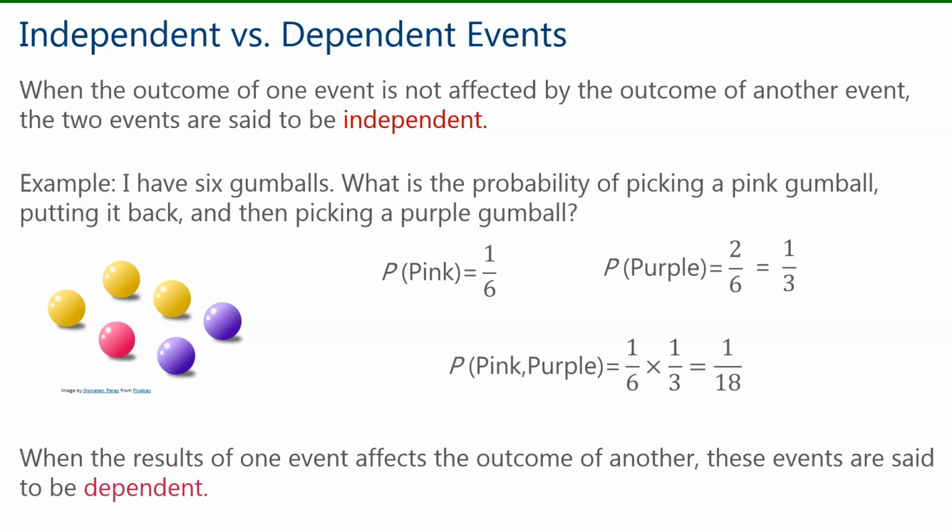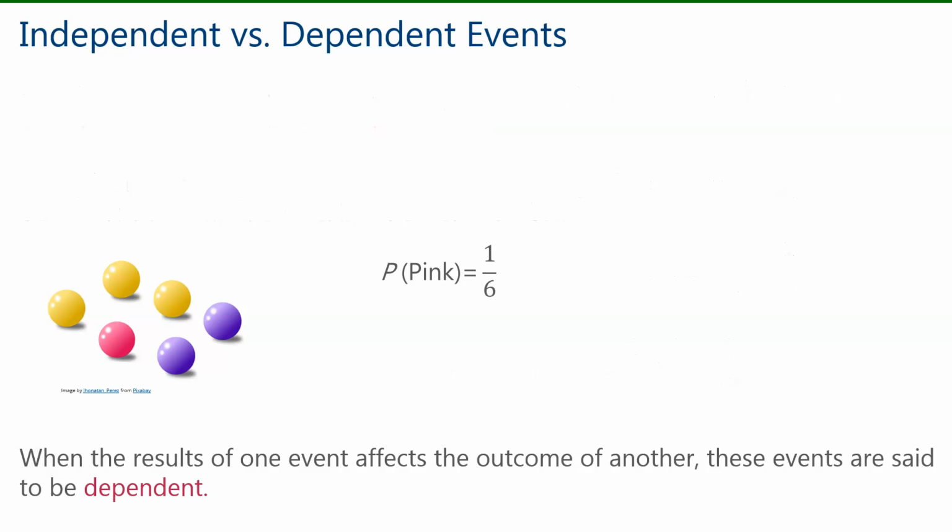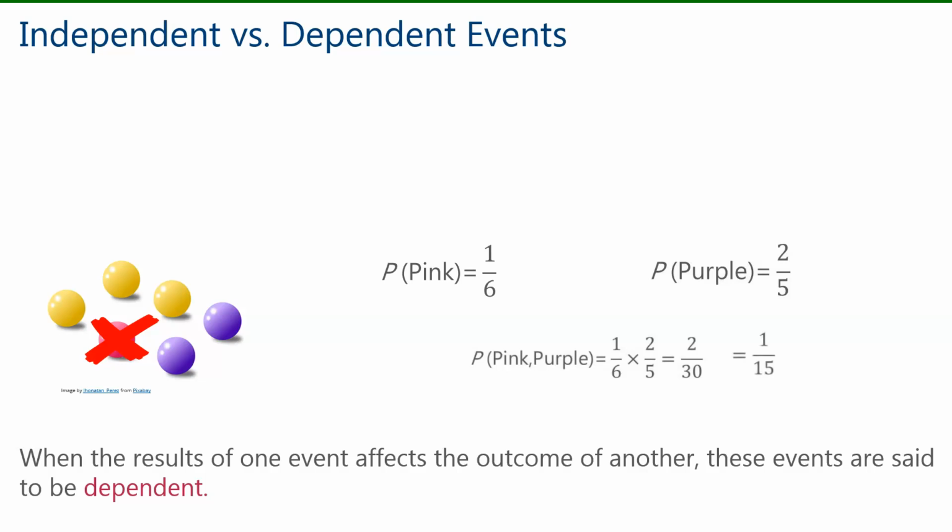However, when the results of one event affect the outcome of another event, these events are said to be dependent. Let's think about that for a second. How do you think the probability would change if a pink gumball was selected and eaten, and then a purple gumball was selected? Well, the probability of picking a pink gumball would still be 1 over 6, but because we eat that gumball, the probability of picking a purple gumball then becomes 2 over 5. So 1 over 6 times 2 over 5 becomes 2 over 30, which then reduces to 1 over 15. So we can see that the probability of the second event is impacted by what happened in the first.